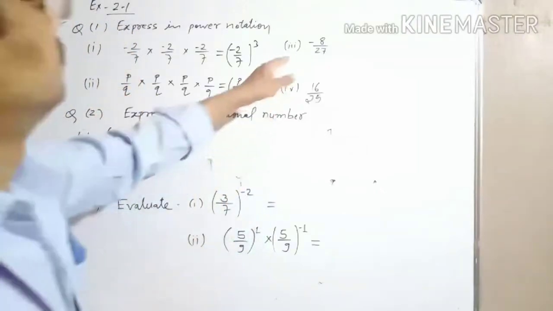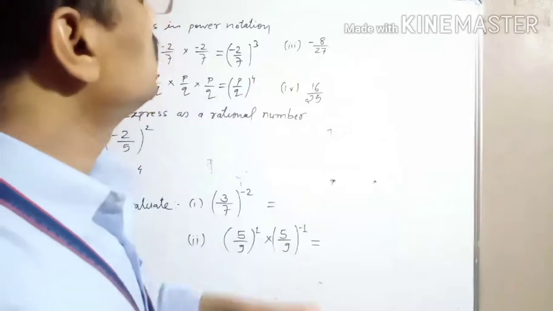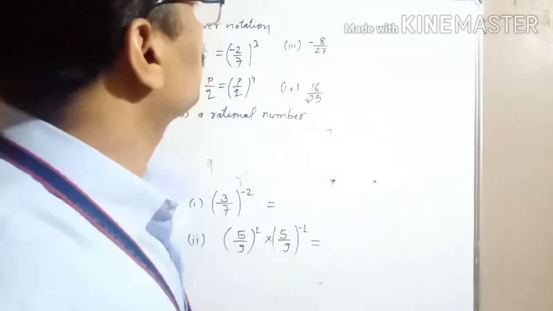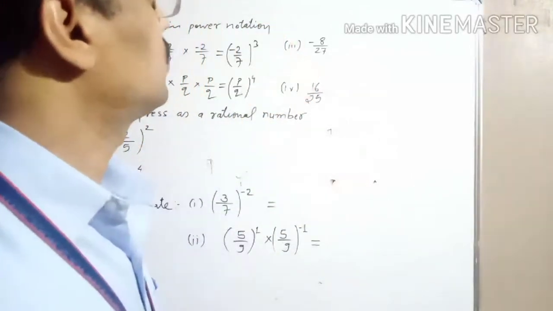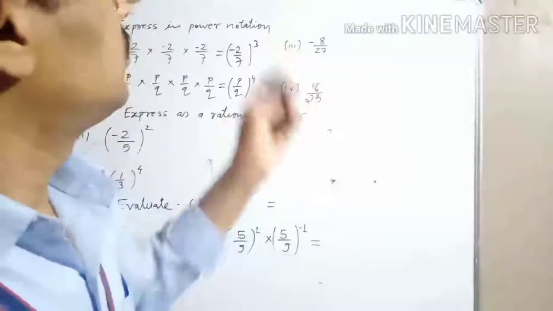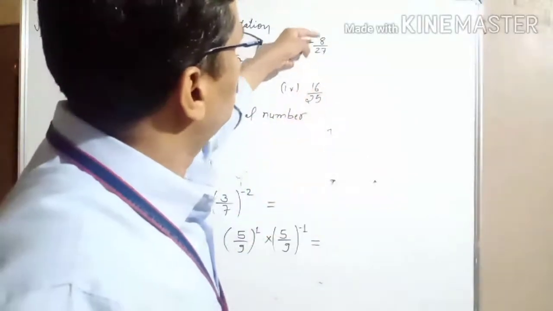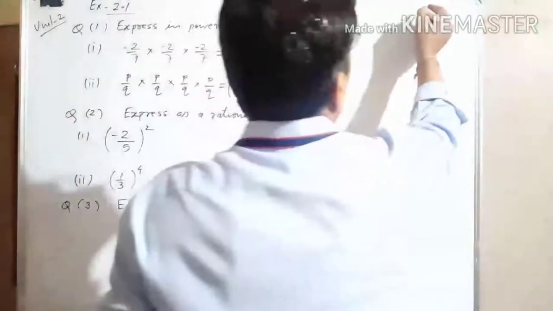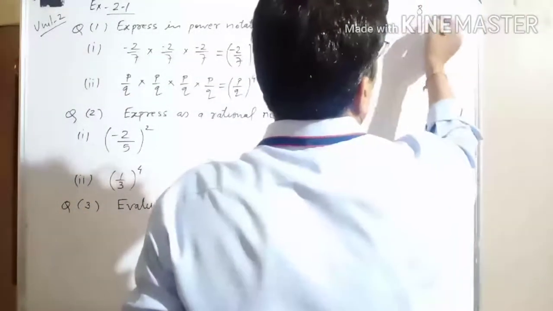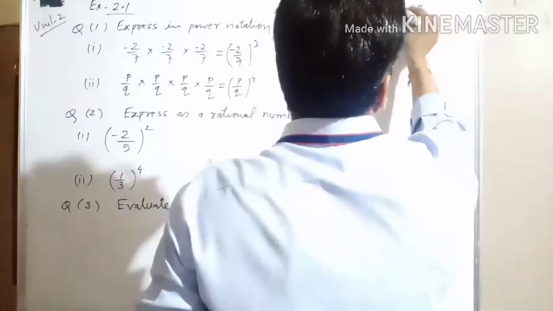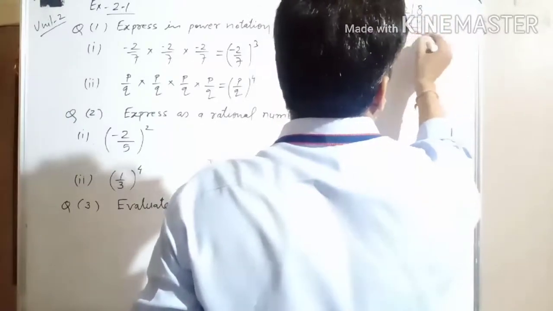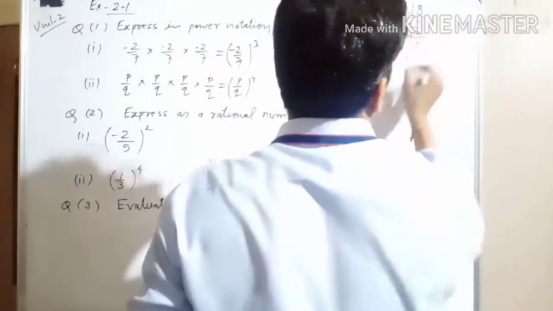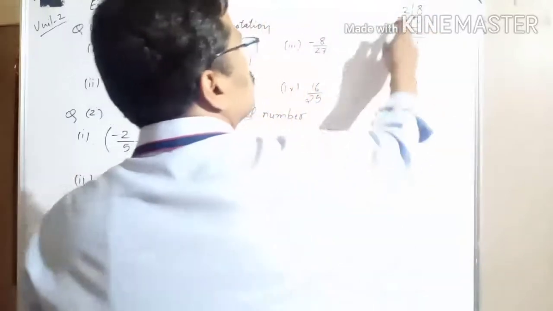Now next number. Here this number also we have to represent in power notation. How will you represent this rational number in power notation? It is very simple. We can factorize both numerator and denominator. If you find the factors of 8, what do we find here? 8 is 2 times 4, 4 is 2 times 2, and 2 times 1. How many times are we getting 2? 2 into 2 into 2.